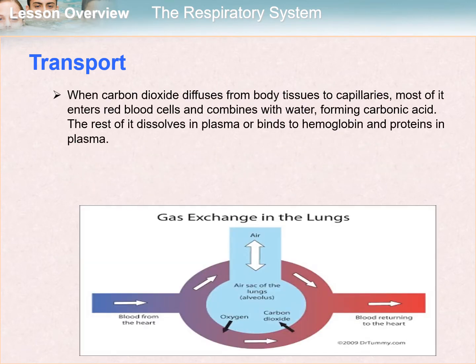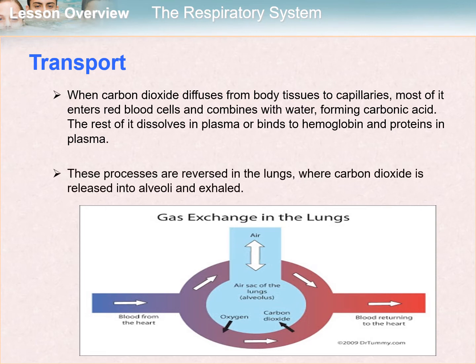When carbon dioxide diffuses from body tissues to capillaries, most of it enters the red blood cells and combines with water, forming carbonic acid. The rest of it dissolves in plasma or binds to hemoglobin and proteins in plasma. These processes are reversed in the lungs, where carbon dioxide is released into alveoli and exhaled.